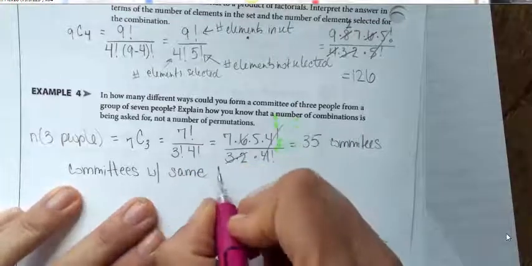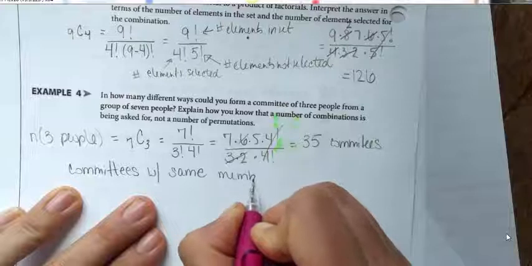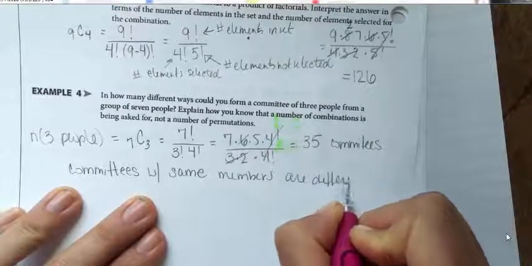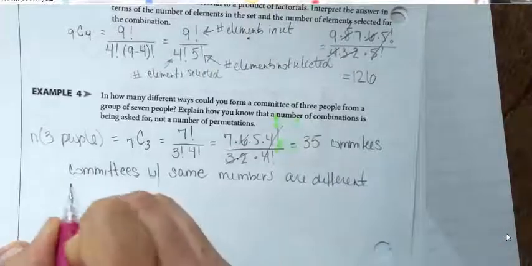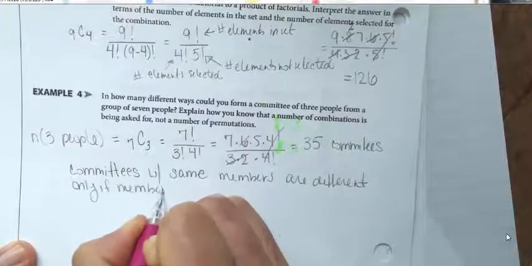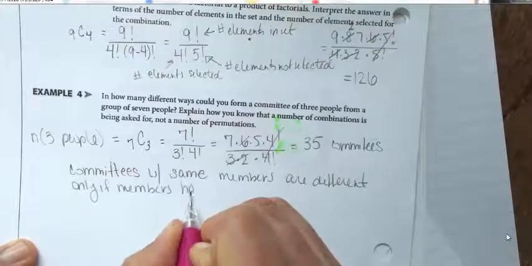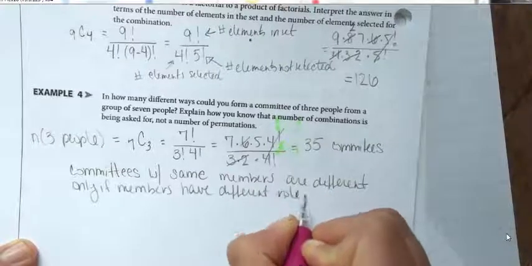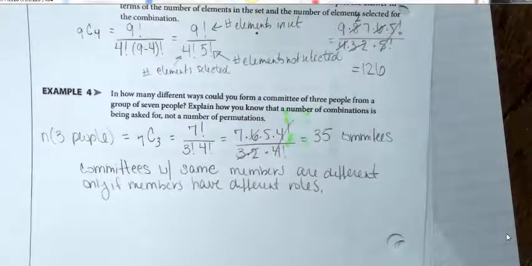All right, committees with same members are different only if the members have different roles. And there will be times like that, right? Where it's like, how many different ways can you choose a committee with a president, vice president, and a treasurer? Oh, look at that. Probably this next problem is the one.